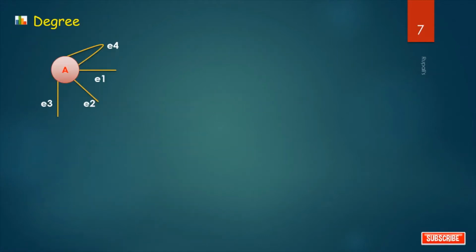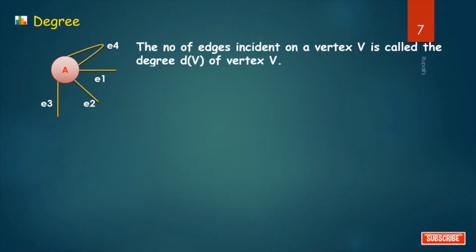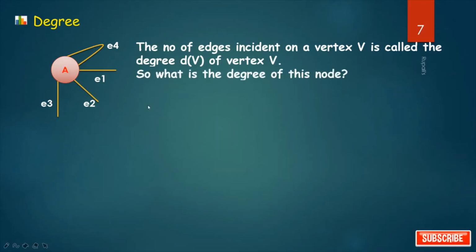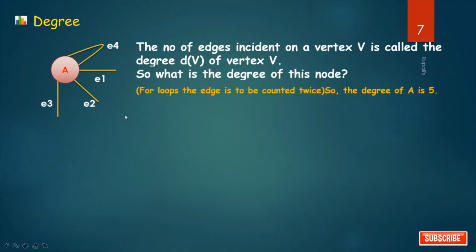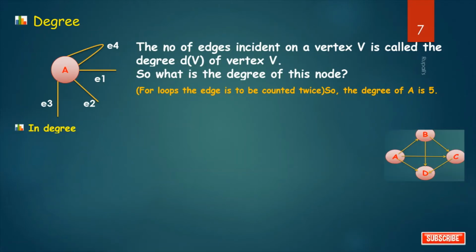Now degree. The number of edges incident on a vertex B is called the degree of vertex B. So tell me, what is the degree of this node? There are 4 edges. So what is the degree? Think. Normally it looks like the degree is 4 because 4 edges, but it is a loop. For loops, the edge is to be counted twice. So the degree of node A is 5.